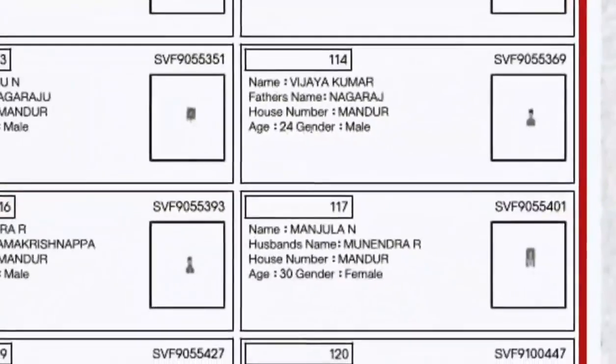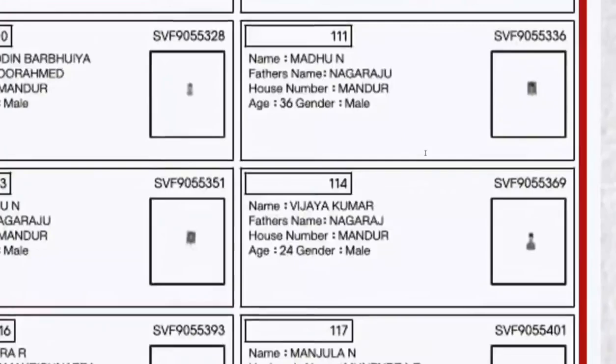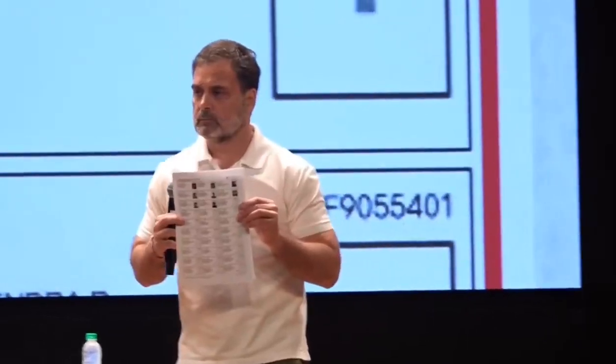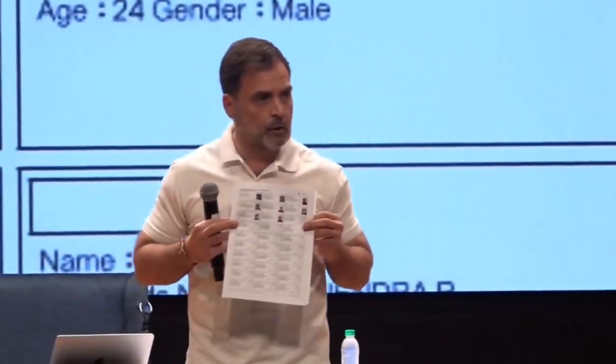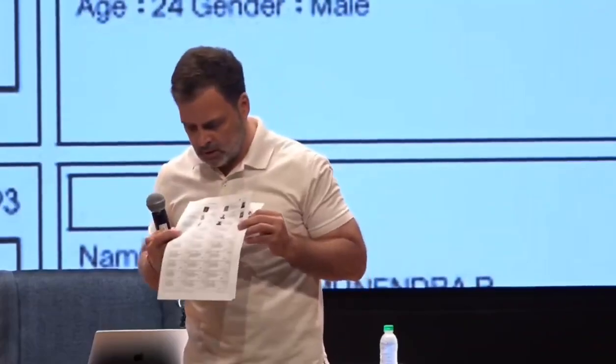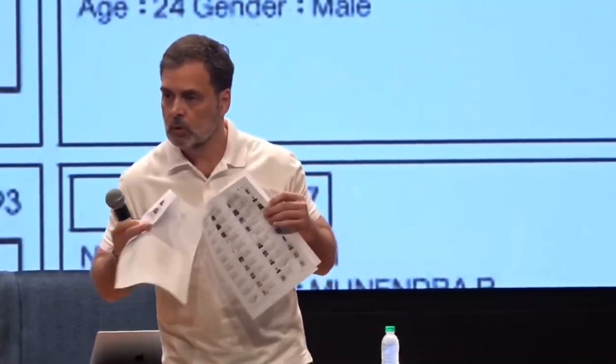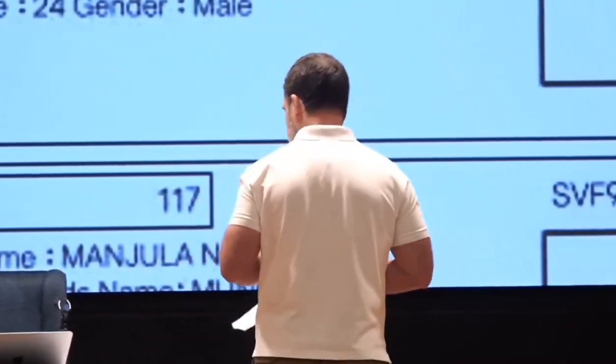Where did it go, brother? Yeah. Or that you can't see them. That's an original voter list. That's a copy of a voter list. You can see no photos. Okay, so there's 4,000 of those.